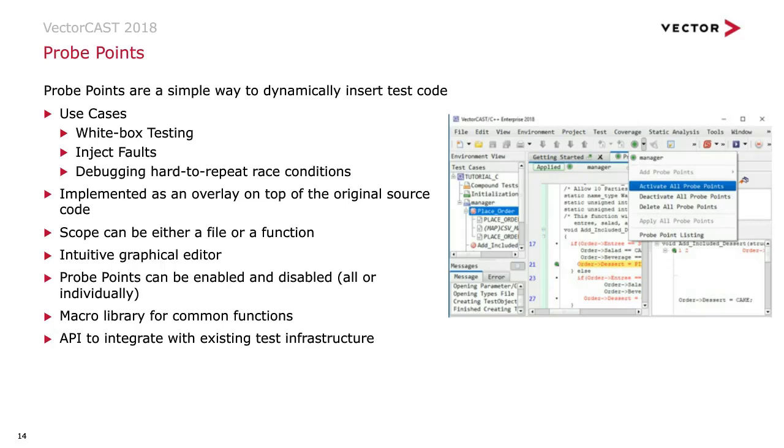So there are a number of other ProPoint use cases that we have. But what we did with 2018 is we actually extended the functionality of probe points so that it could be used programmatically. Probe points were already integrated into the GUI itself, the VectorCAST GUI, but now you can actually manage the probe points programmatically through an API.